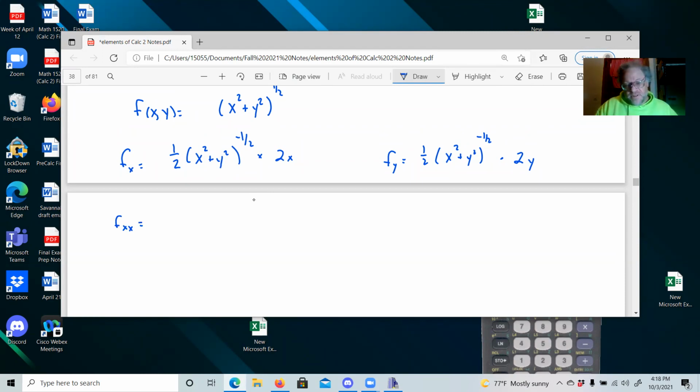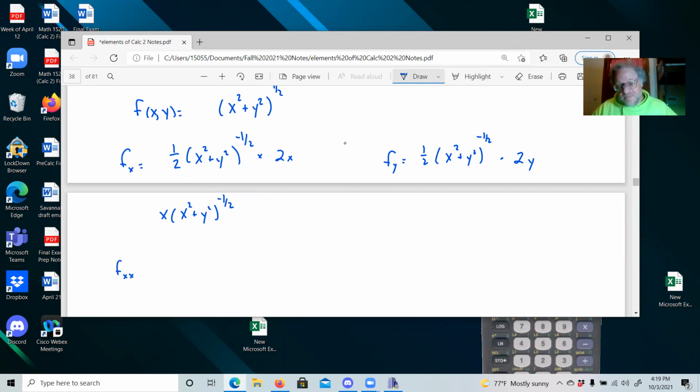fxx, easier said than done. Let's make some space so we can simplify the function above it here. The 2's cancel, so we have x times x squared plus y squared to the negative 1/2.